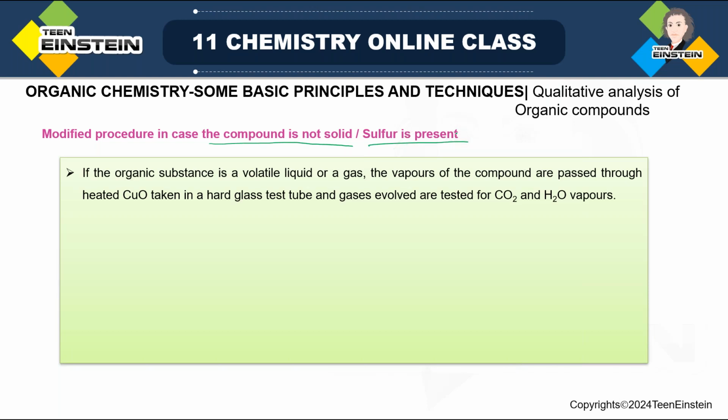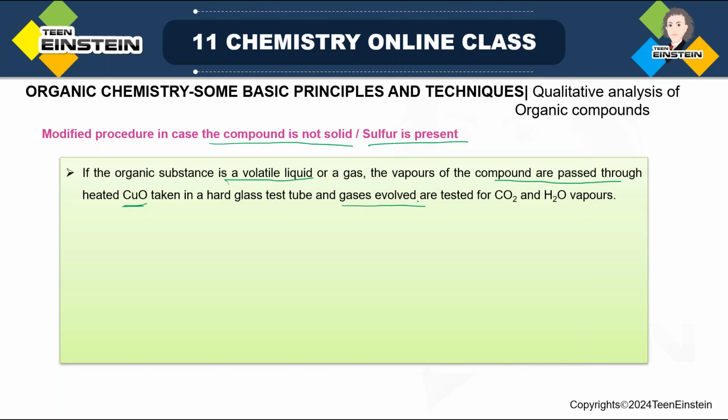How is it different from the previous one? In the previous one we just mixed it with 3 times CuO powder and heated it strongly in a hard glass test tube, but now that is not the case because the organic substance is either a volatile liquid or a gas. It is already in vapor form, so we will pass the vapor of the organic compound directly through heated CuO, taken in a hard glass test tube.